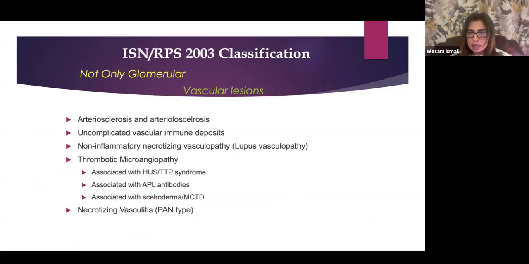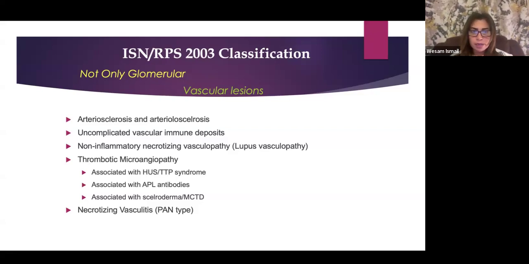However, the current classifications and the current activity and chronicity indices do not really properly address the tubulointerstitial changes, and definitely they do not address at all the vascular changes. So we don't have any scoring system for vascular changes. We don't have any class which includes vascular changes.